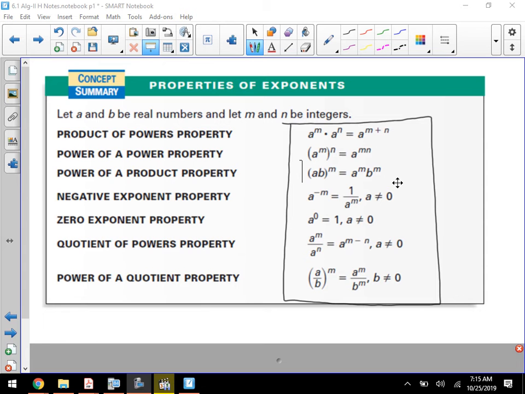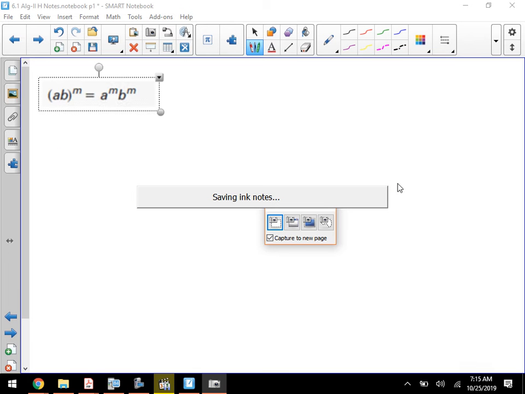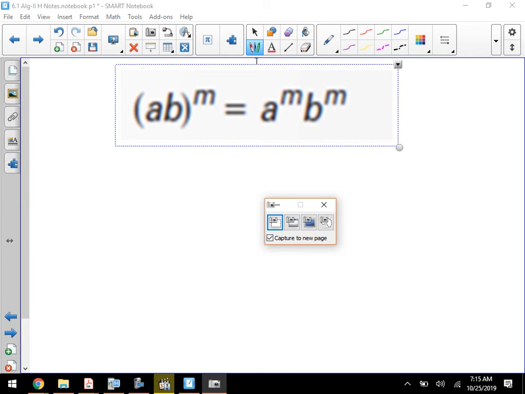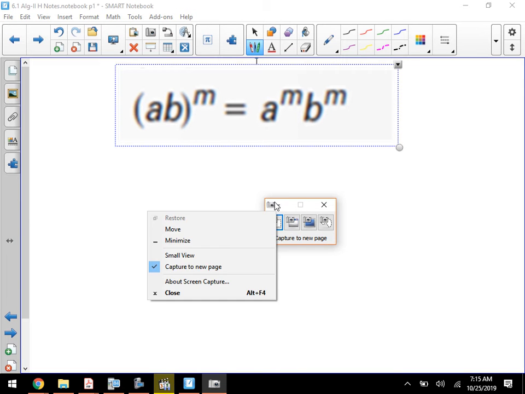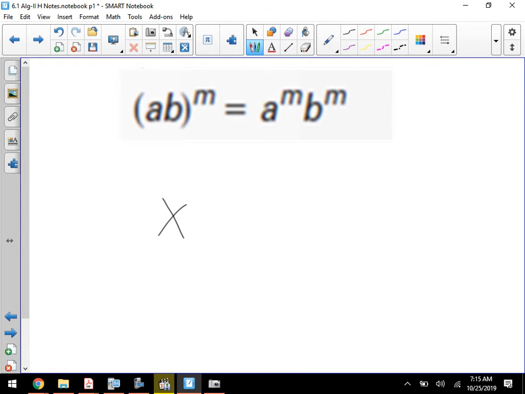Think of this as a distributive property, but where you're distributing the actual exponent into each value. So as you do that, whatever is inside your parentheses just gets the exponent.